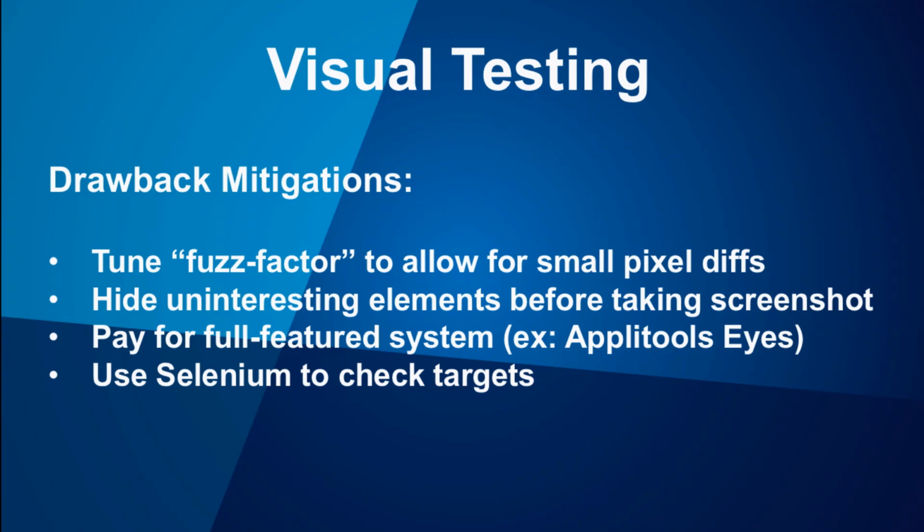Another thing you can do is pay for a full-featured system, like this one that I'm referring to here, Applitools Eyes. It's very sophisticated. It has great facilities for, say, highlighting an area that you're not interested in, and it's a really high-powered tool. It also costs typically $100 to $500 a month, or you can buy some sort of enterprise agreement. And finally, for the problem of the invisible changes, well, screenshot comparison is just not appropriate. It's complementary, so you'd use Selenium to check the targets.